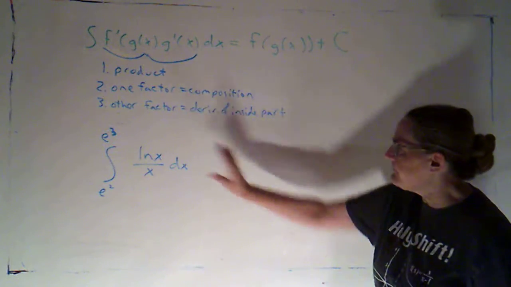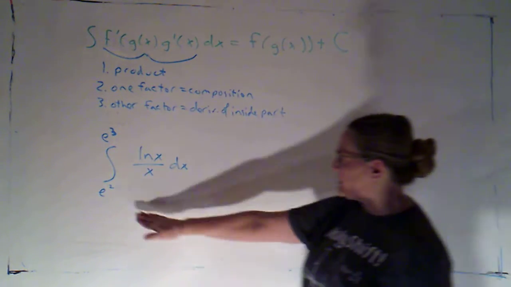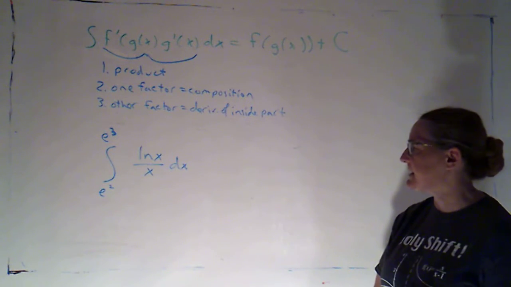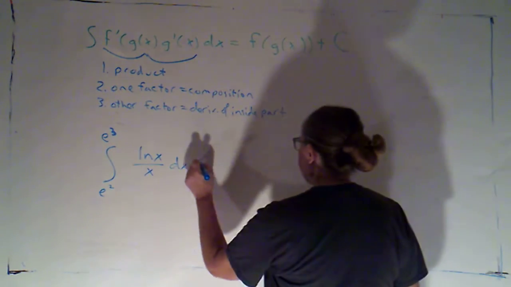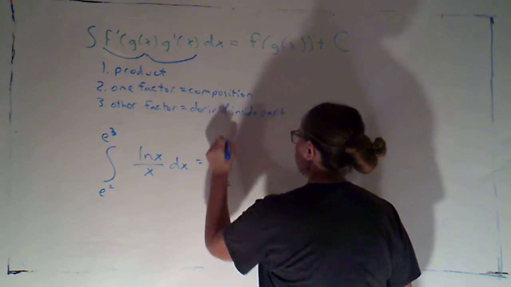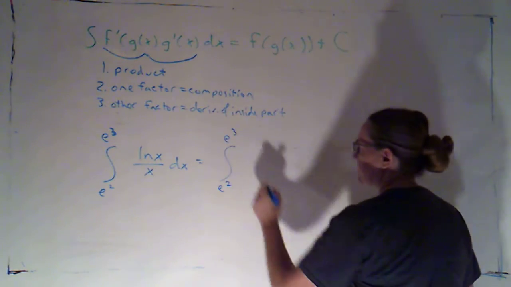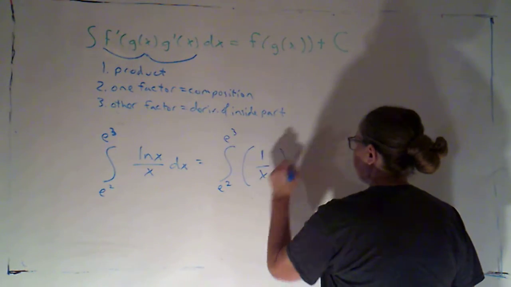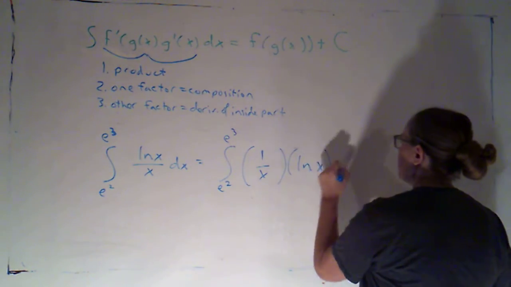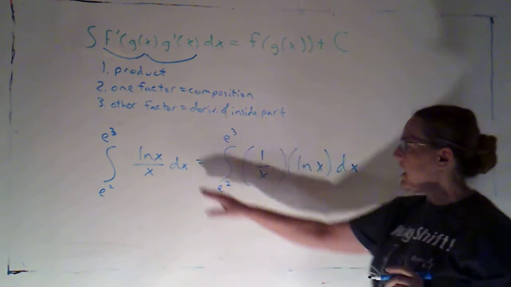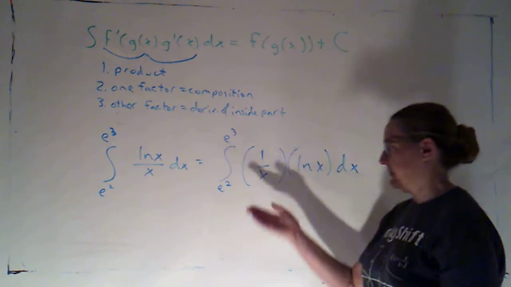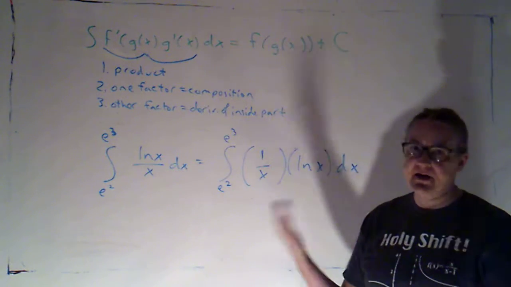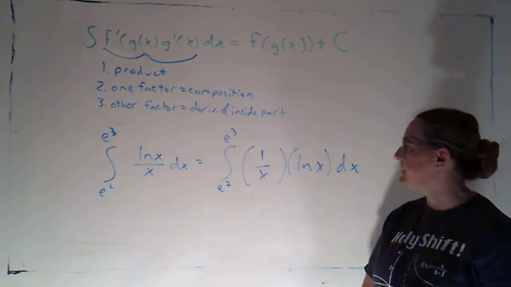So I've got this definite integral up here. We're integrating from e squared to e cubed, natural log of x over x with respect to x. Now, I just want to point out that anytime you've got a division problem, you can rewrite it as a multiplication problem. That's 1 over x times the natural log of x dx. A fraction is just the reciprocal of the bottom times the top, or the top times the reciprocal of the bottom. Order doesn't really matter.